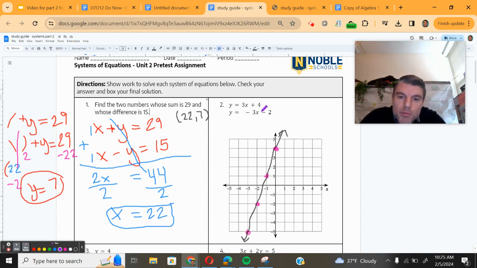For this one, put a dot on -2 and go down 3 over 1. 1, 2, 3 over 1 to make it negative. I can go up 3, backwards 1. And that's where the solution's going to be. And now I just have to connect the points and write the answer. So the solution is (-1, 1). Okay.